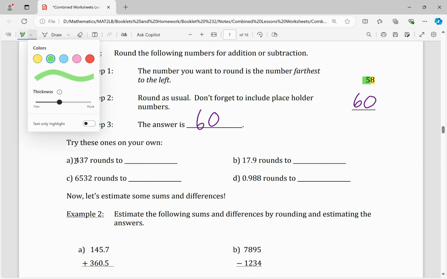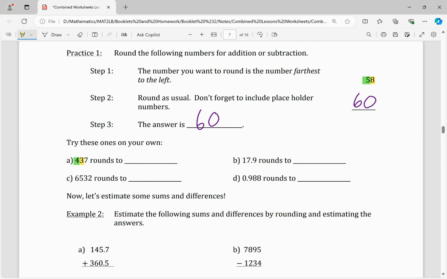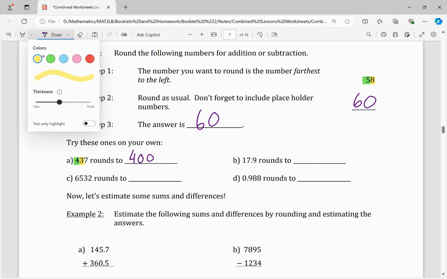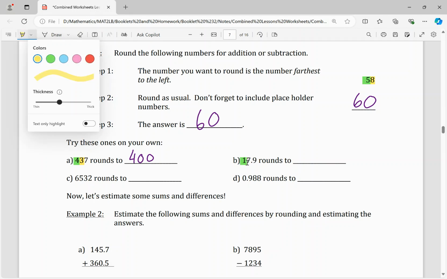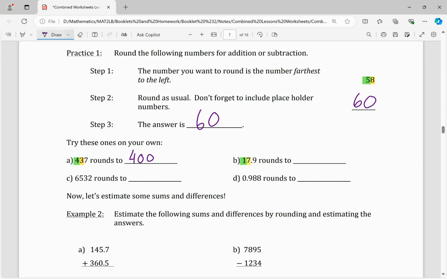Let's get started. Example A, we are rounding the 4, so we look to the 3 for help. The 3 tells the 4 to round down, so this becomes 400. Question B, we round the number farthest to the left, that is the 1. We look to the 7 to tell us how to round. The 7 tells the 1 to round up, so this becomes 200. Remember, everything after the rounded number becomes 0.